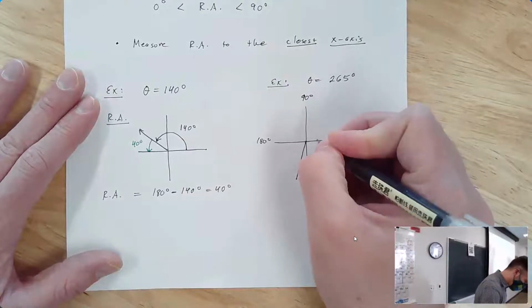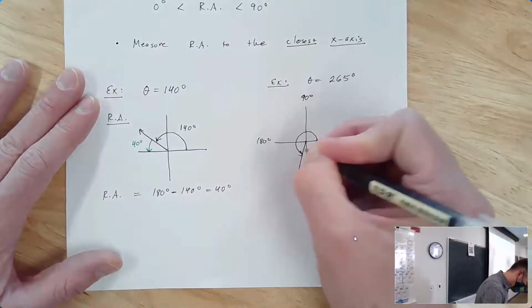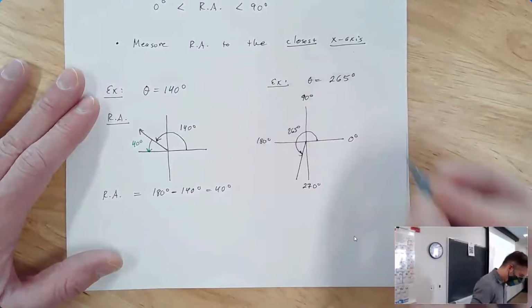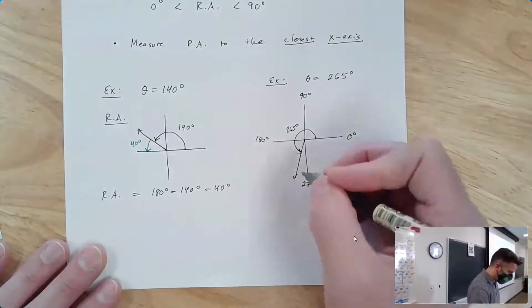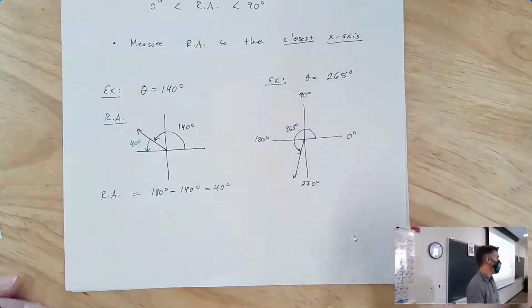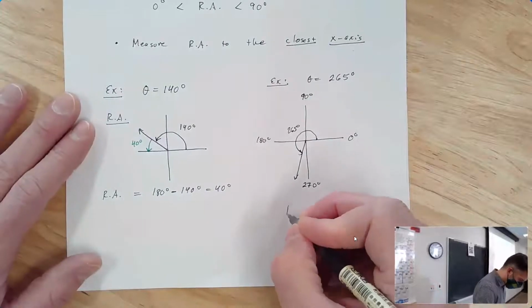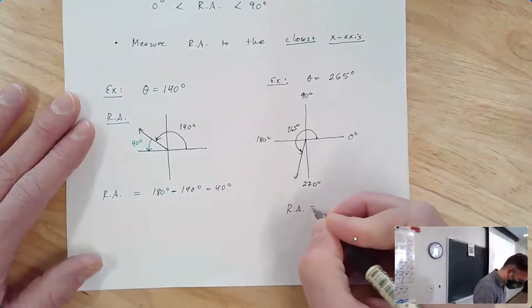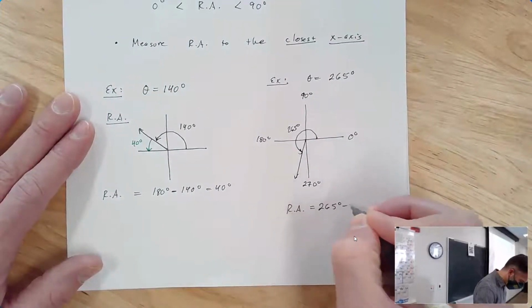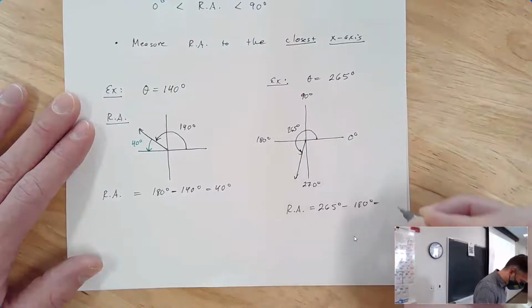So there's our angle, 265 degrees. And the reference angle is going to be, well, I have to get back to 180. So I'm going to do 265 minus 180. Here my reference angle would be 265 degrees minus 180 degrees, which is 85 degrees.